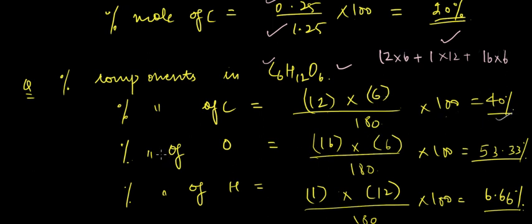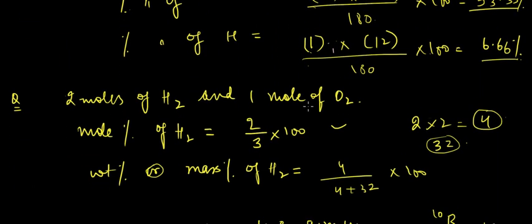Similarly, for calculating the component percentage of oxygen, we will be taking the atomic mass of oxygen, which is 16, multiplying it with the number of oxygen atoms, which is 6, divided by 180, into 100. That would give us 53.33%. Similarly, for calculating the percentage component of H in the compound, we'll be taking the atomic mass of one hydrogen atom, which is 1, and the number of hydrogen atoms present in this molecule, which is 12, upon 180, into 100, which will give us 6.66%.